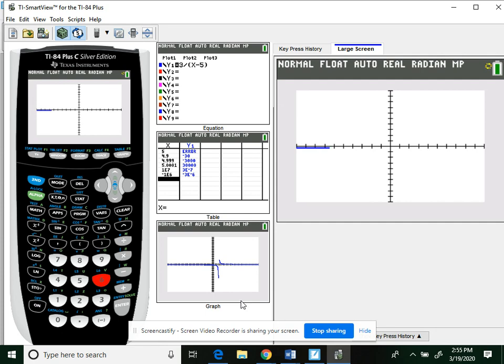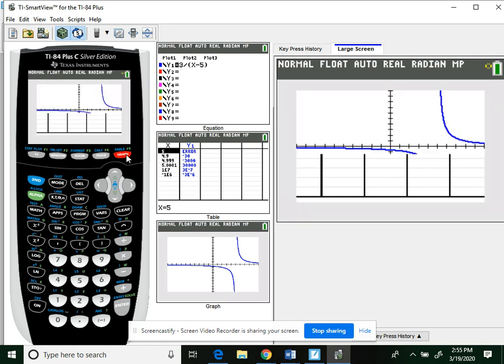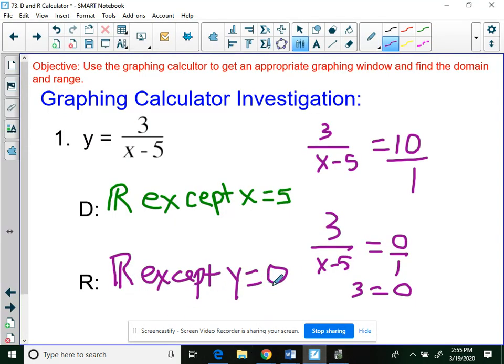Okay, so now let's think about the range. What y values is this thing hitting? Well, it's going to negative infinity. It's going to infinity. Will it ever reach 0? That is the question. Will that y value hit 0? So when I put in around 10 million, I got 3 times e to the negative 7, which means 0.000003. When I plugged in negative a million, I got negative 0.000003. So it's getting really close to the axis, but it never reaches it. It's never going to get that y value of 0. So that's how I can see that the range is going to be all real numbers except y equals 0.